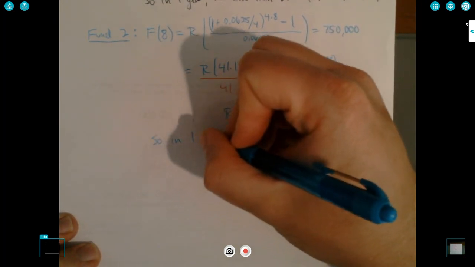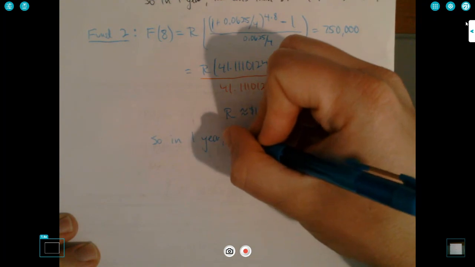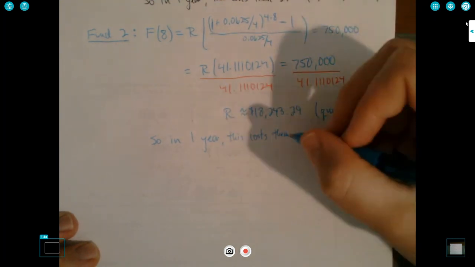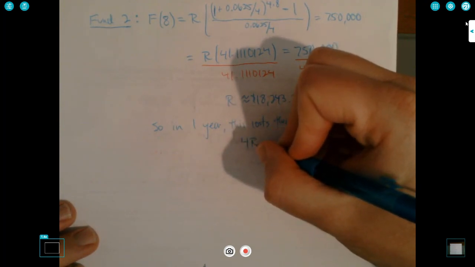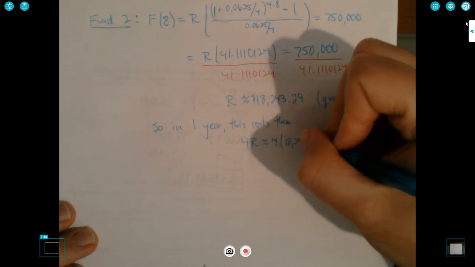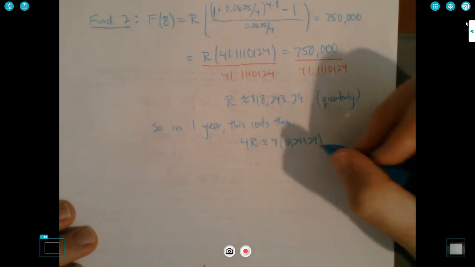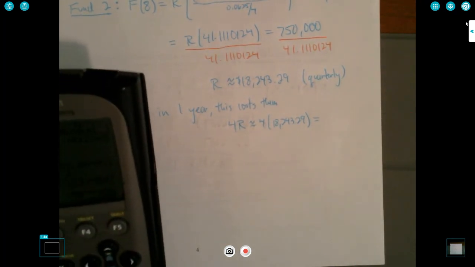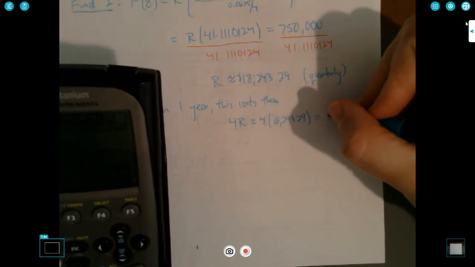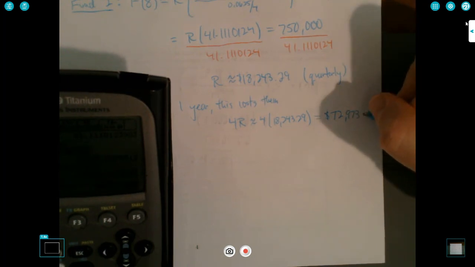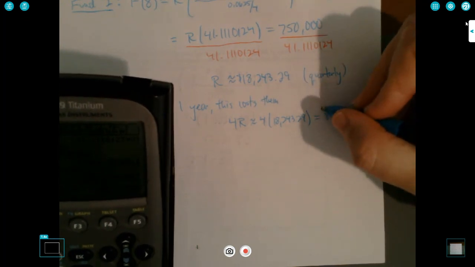So in 1 year, this costs them 4 times R, which is 4 times $18,243.29. So this is going to be kind of a close call, I think. But now I'm going to multiply this times 4, and I get $72,973.15.